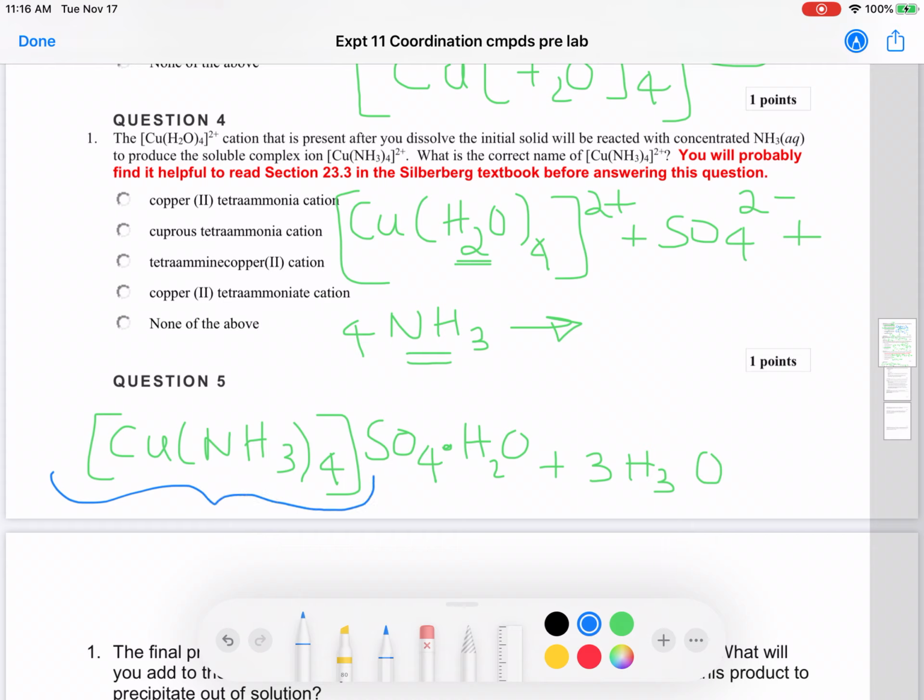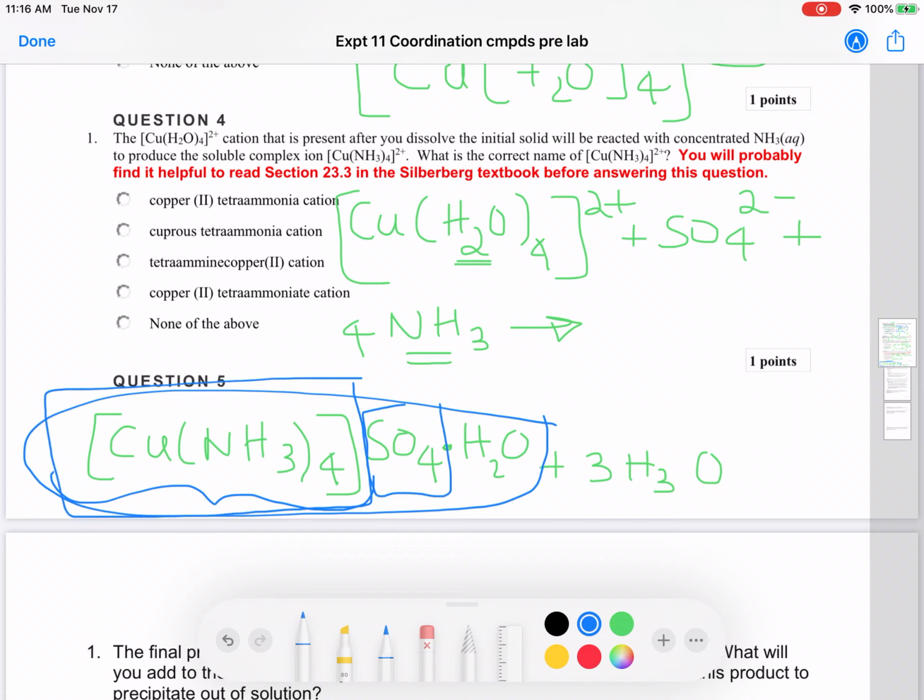Okay, question number 4, I'm reading it again. The copper aqua complex cation that is present after you dissolve the initial solid will be reacted with concentrated ammonia to produce a soluble complex ion. What is the correct name? You will probably find it helpful to read section 23. Okay, so now we need to name this part. So this is the whole complex, and this is going to be your cation, and this is going to be your anion sulfate, and this is going to be the water molecule associated with it.